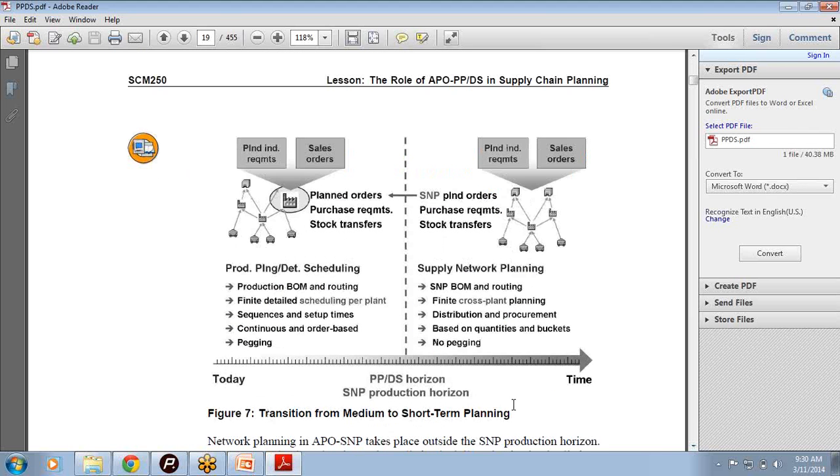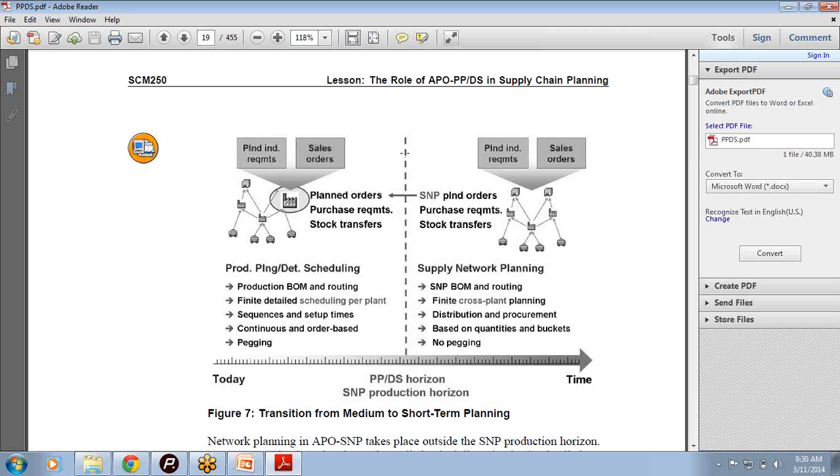This is a diagram which talks about how SNP and PPDS talk to each other, that is supply network planning and production planning and detailed scheduling. Typically, there is a horizon. Horizon is nothing but a timeline. As we go forward on this scale, say this is today. Starting from today, say up to a period of 15 days, meaning today is 11th March and up to 26th March, we are doing the planning in PPDS, production planning and detailed scheduling.